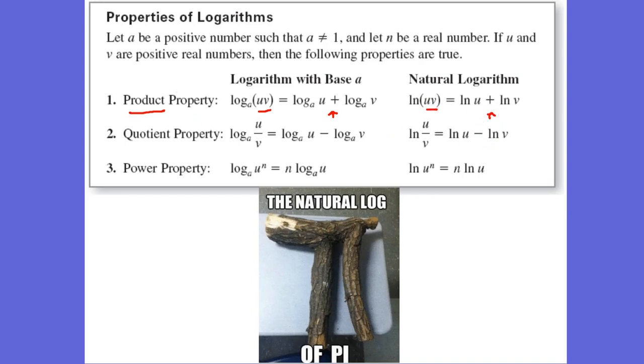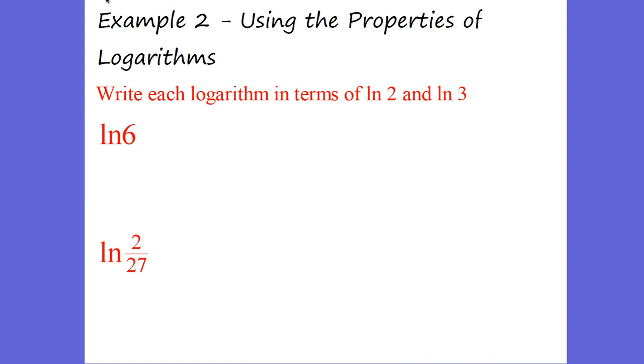Okay. You can see if multiplying is adding, then a quotient, dividing, is going to be subtracting. Which means if multiplying is adding and quotients, or dividing, is subtracting, then a power, a power to the n power, would be like multiplying. And so we can apply these properties of logarithms.